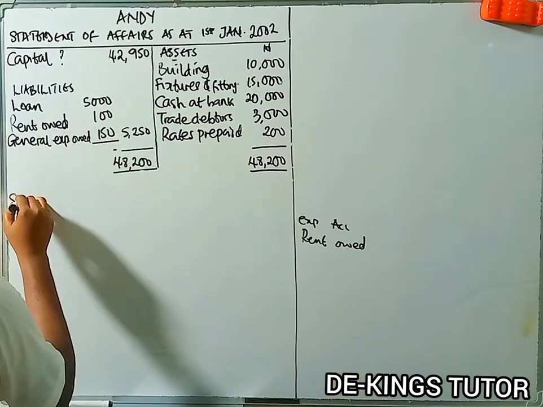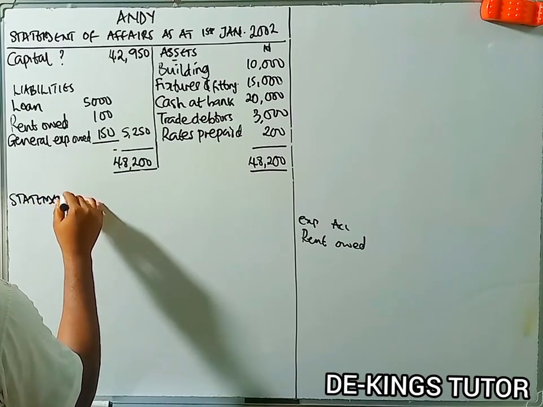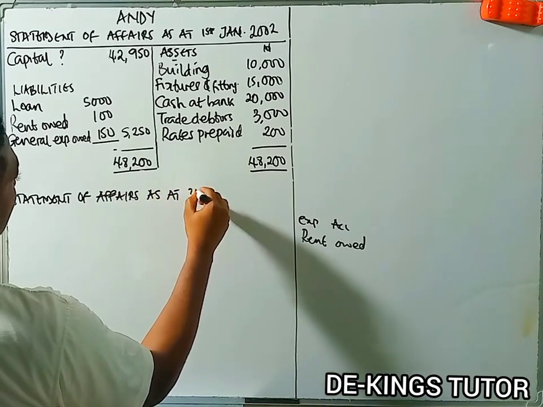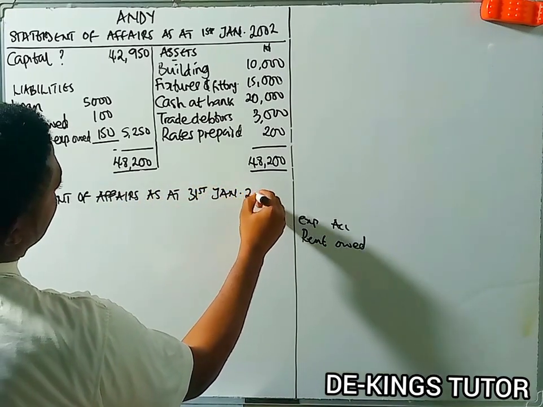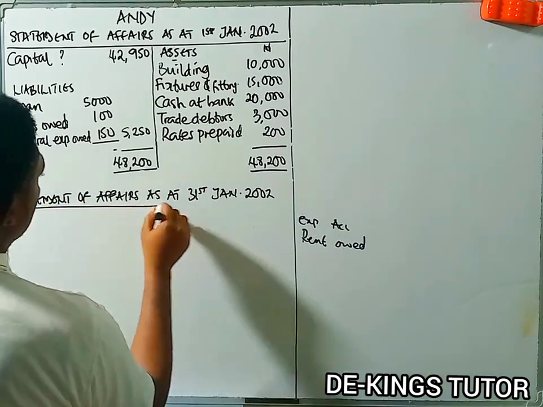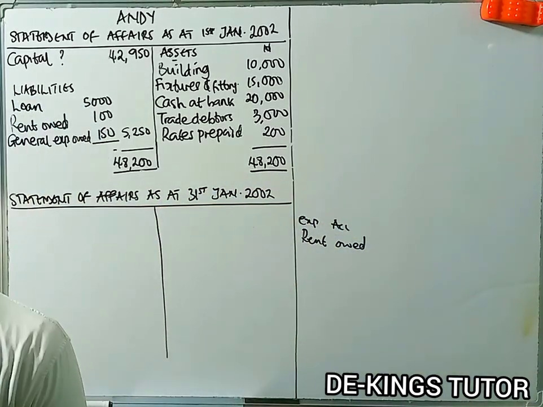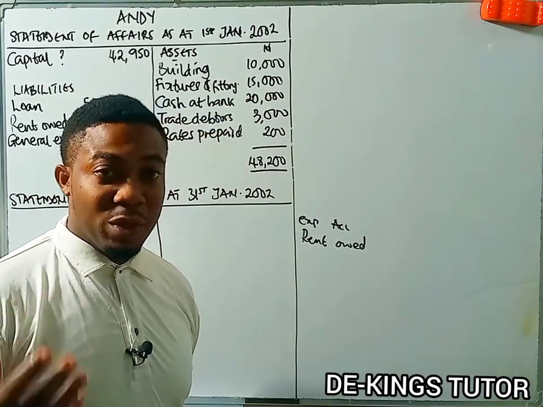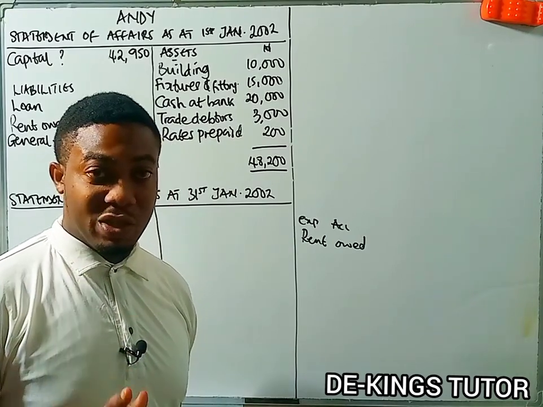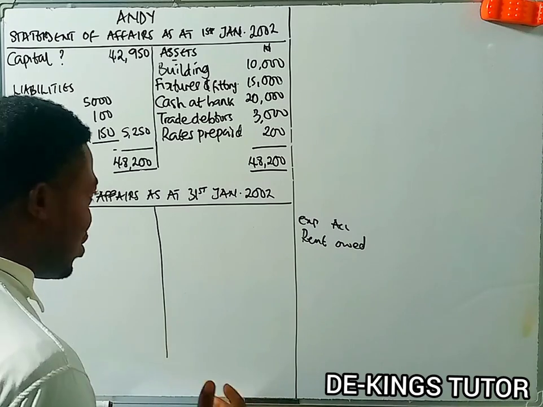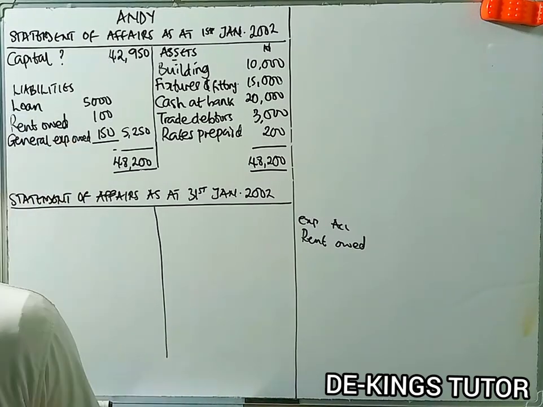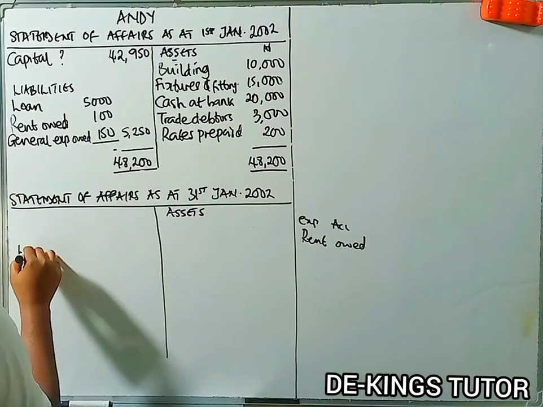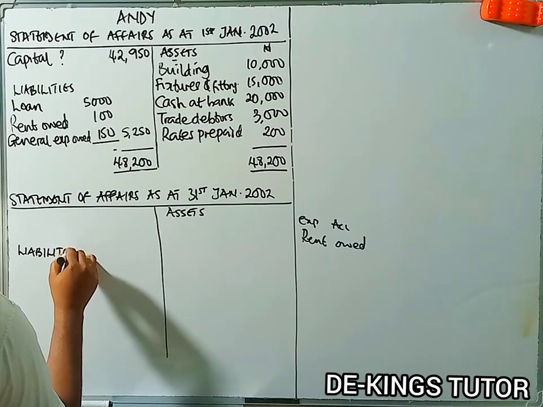So we are going to say the statement of affairs as at 31st January 2002. So I'm going to use items at the end. Now at this point, in some questions, if they give additional information for adjustments, you have to do the adjustment. Okay, take note, especially depreciation in some questions. So let's get the balance figure. So this will be our assets, and the same thing, just that we're using items at the end.